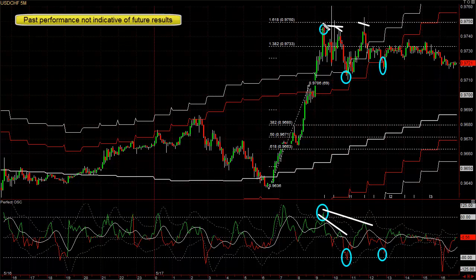Notice, if you sold here or here, this is an excellent place to get out and flip and go long. You have a nice little double top with clear divergence here. You go short. Perfect oscillator is at the band and you get out. So you can trade with a trend and counter trend with this very well.